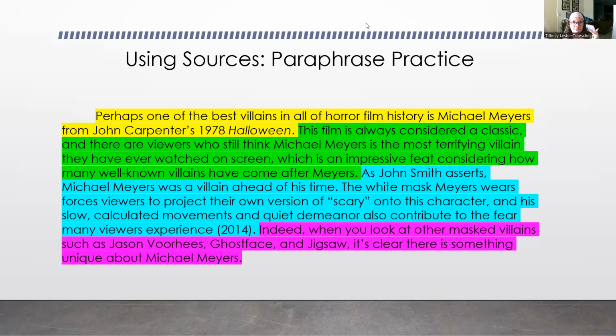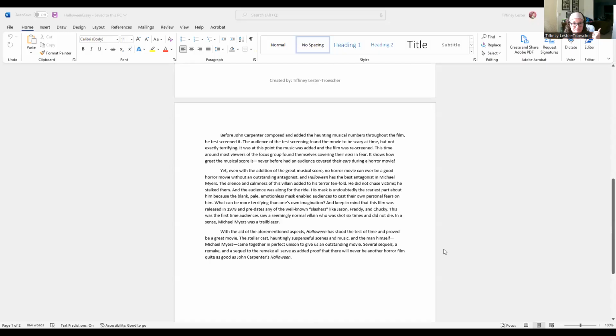Let's go back real quick and look at that section of the essay to see how that paraphrase is created. Okay, so this is the section on Michael Myers. Even with the addition of the great musical score, no horror movie can ever be a good horror movie without an outstanding antagonist, and Halloween has the best antagonist in Michael Myers. The silence and calmness of this villain added to his terror tenfold. He did not chase victims, he stalked them, and the audience was along for the ride. So in the essay, the author talks about his demeanor and slow movement first.